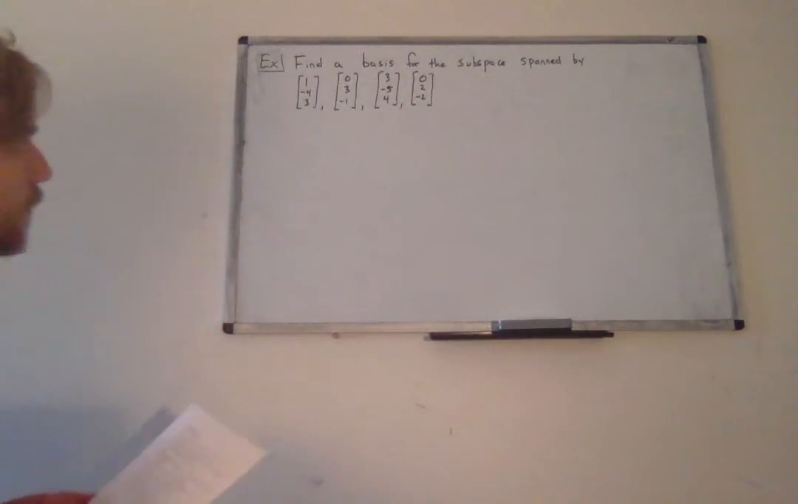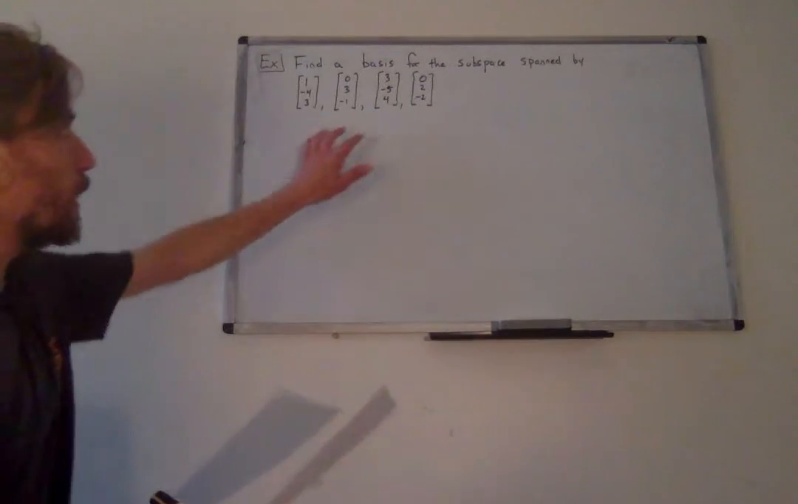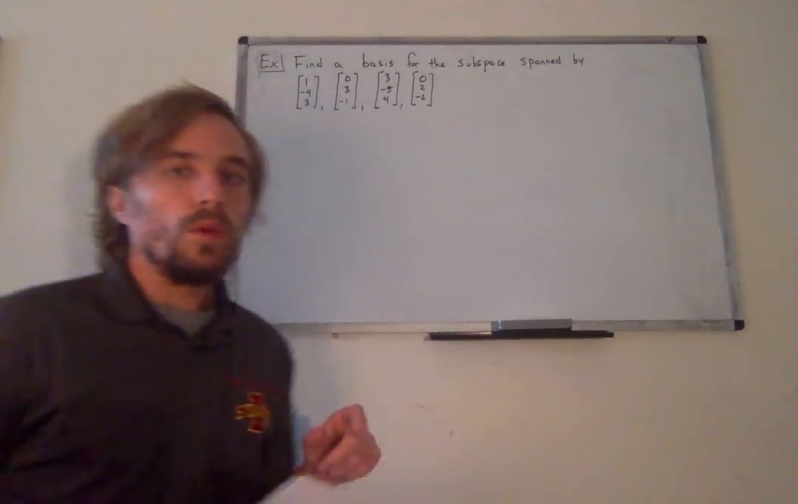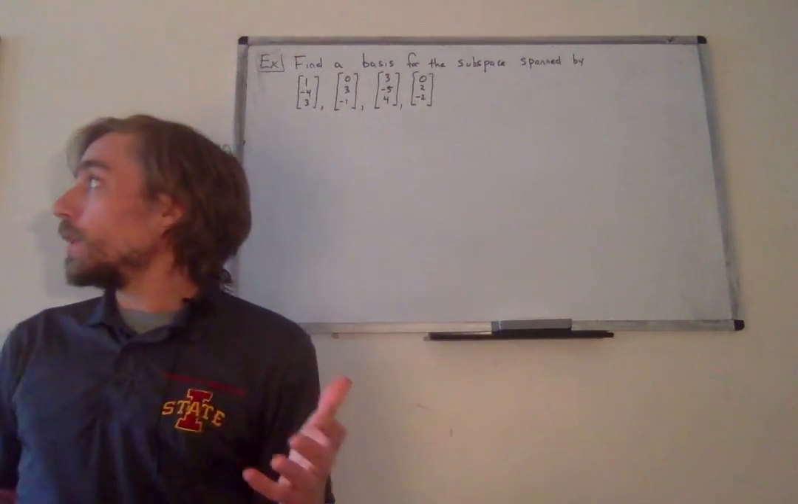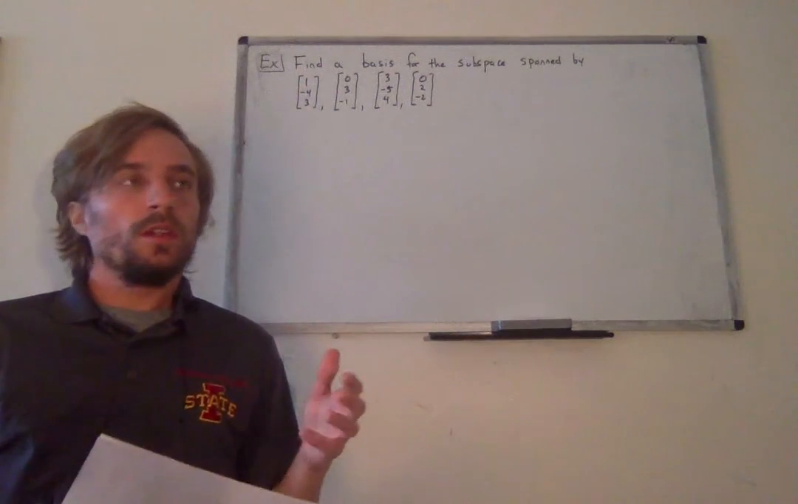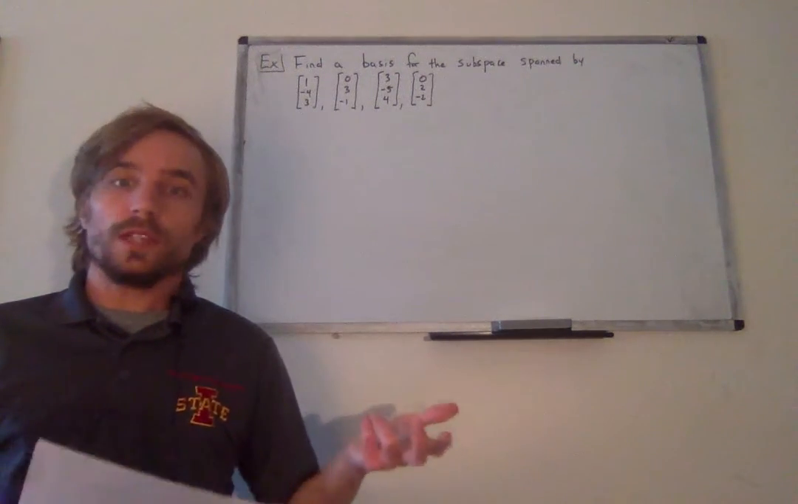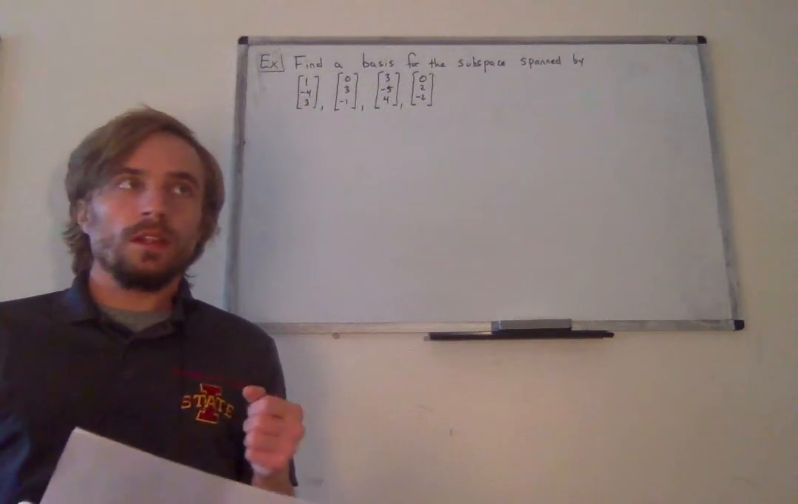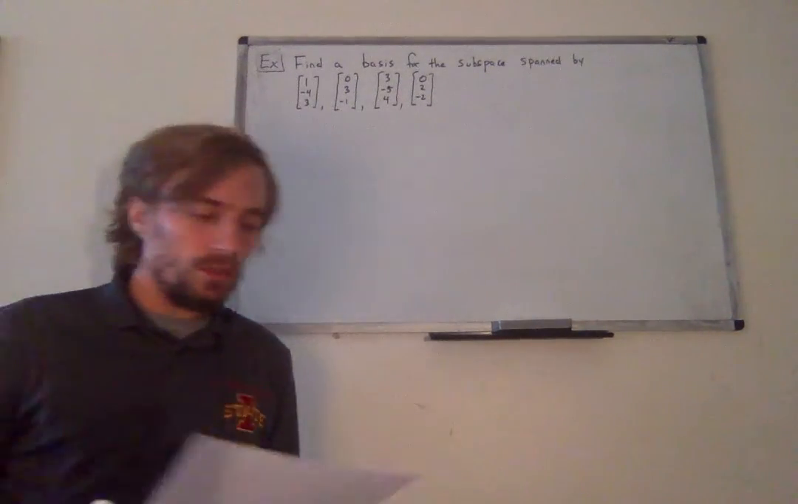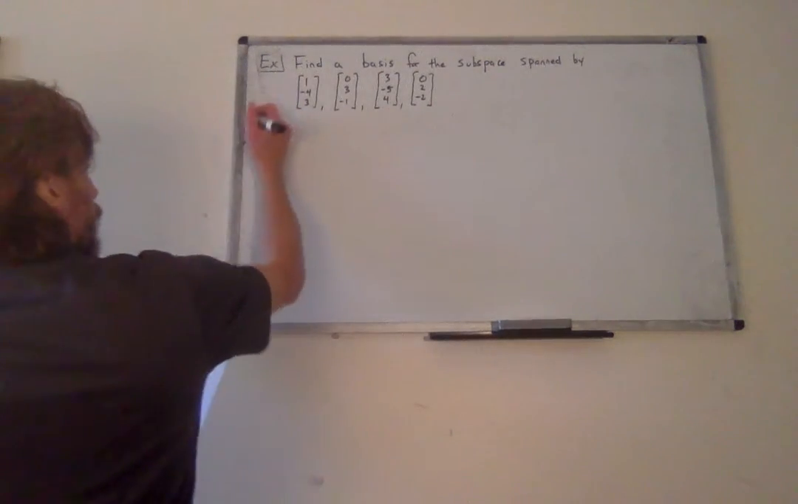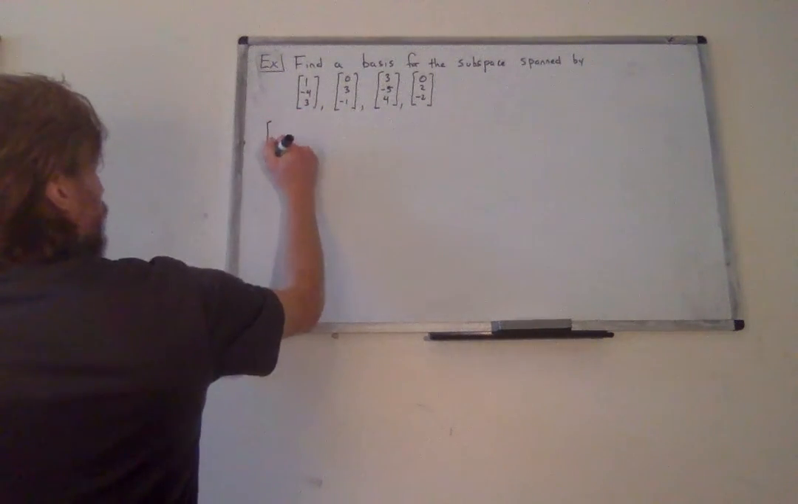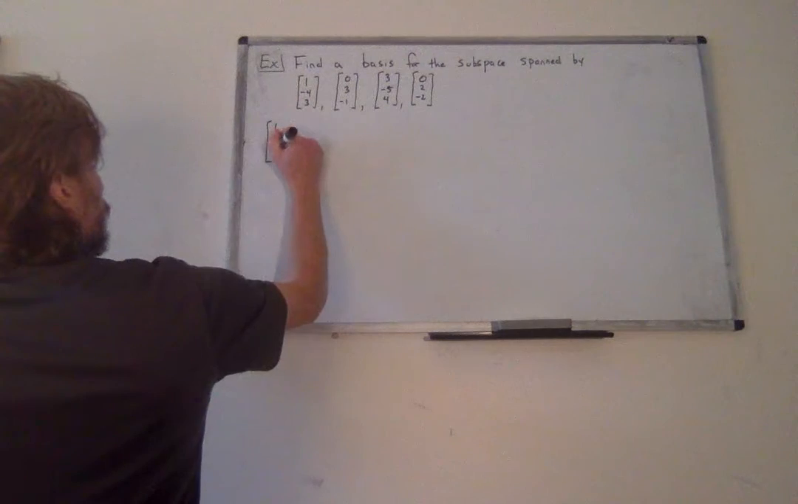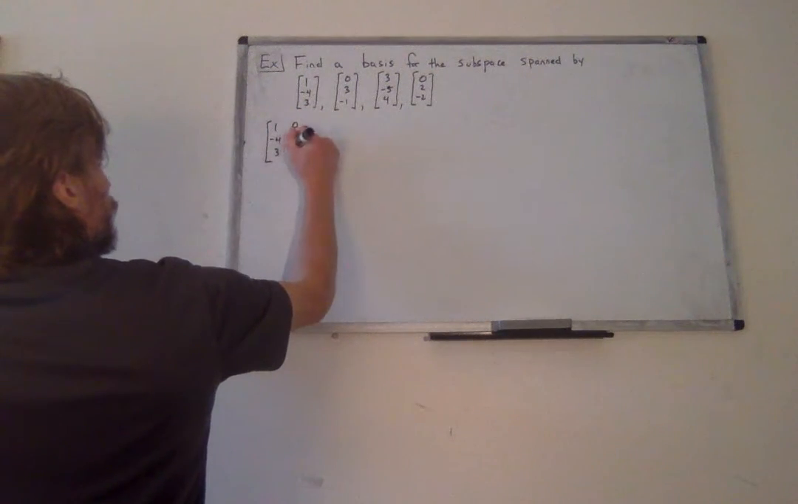All right, so if we're asked to find a basis for the subspace spanned by this set of vectors, what we want to do is set up the matrix, row reduce, and from the row reduced echelon form, we will be able to determine the subspace that these vectors actually span. And I'll explain why that is once we get to the row reduced echelon form. So once again, we're going to do some row reducing.